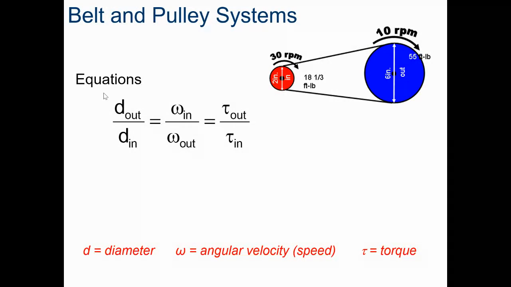Now, one thing that's kind of interesting here is that the belt itself, from a linear distance, linear speed perspective, is going to be traveling the same speed everywhere. So that is going to be the same everywhere. That is why we can do all these calculations, because everything's tied together by that belt.